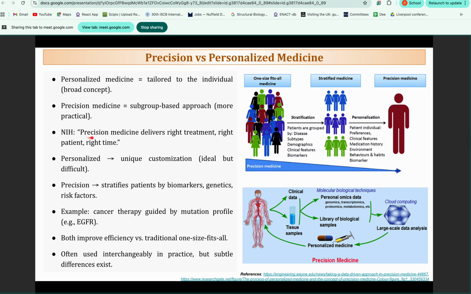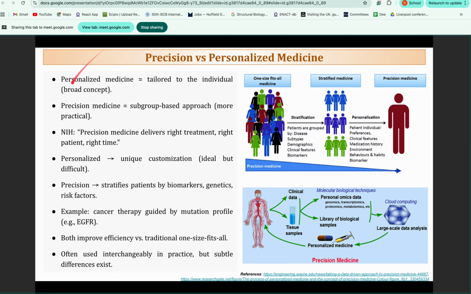So NIH has given this statement. They said that precision medicine delivers the right treatment to the right patient at the right time. That means the right treatment to the right patients at the right time. That is known as precision medicine. It does not care about the single individual. It says that it should be the right treatment, and then it is precision medicine.